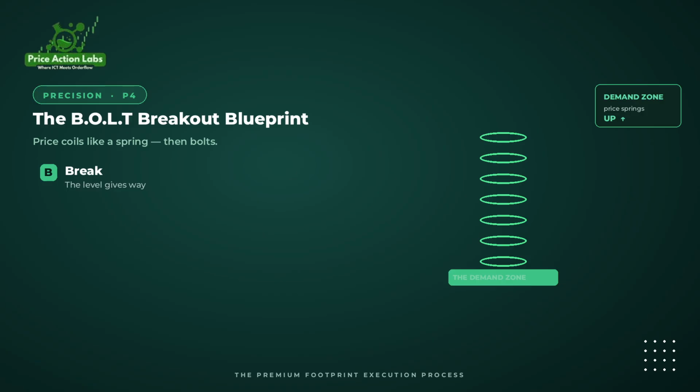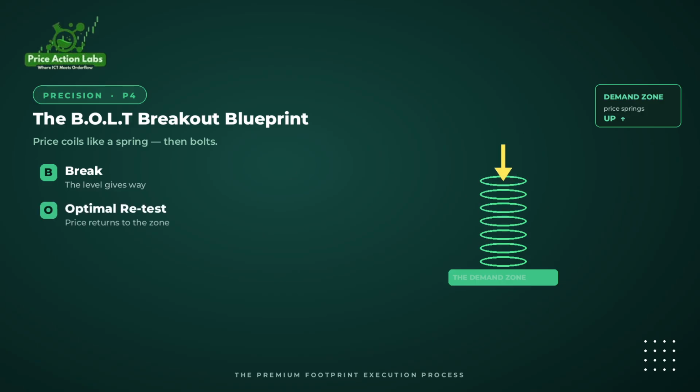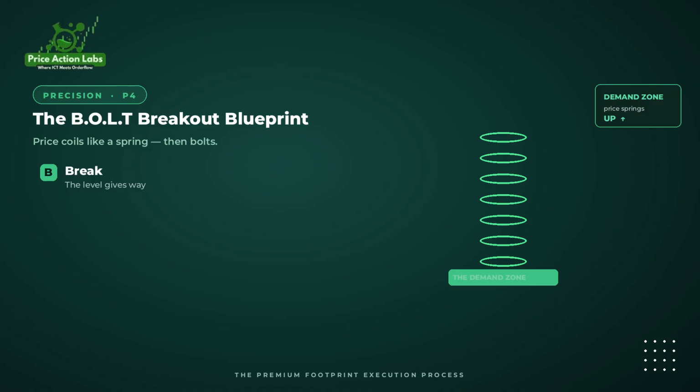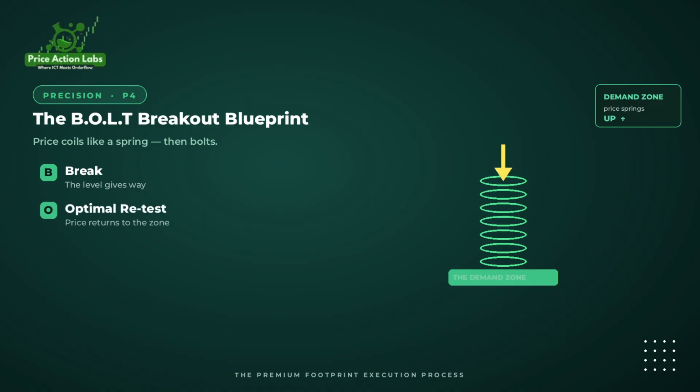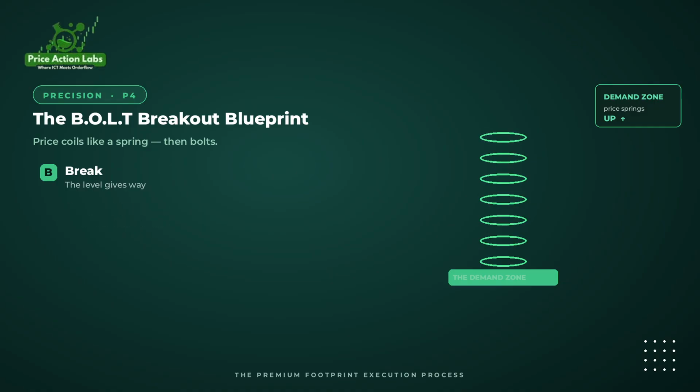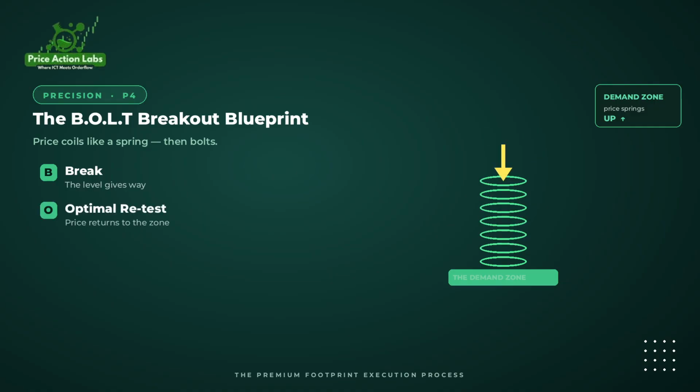Price must break above your zone. Then we have an optimal retest. A retest isn't just one or two candles or some weird fancy wick. I want you to imagine price pushing down on that spring. Right now the spring is in a zero energy state. Now you're pushing down on that spring. Can you all see that?